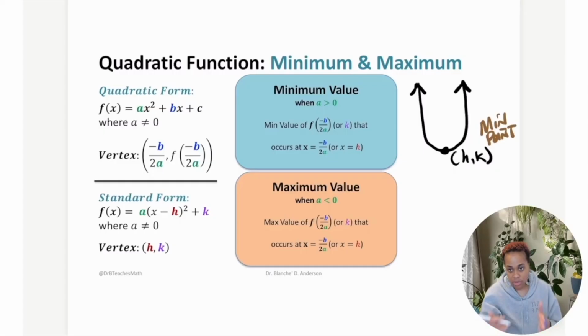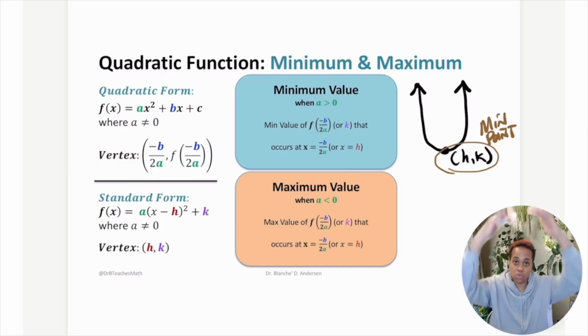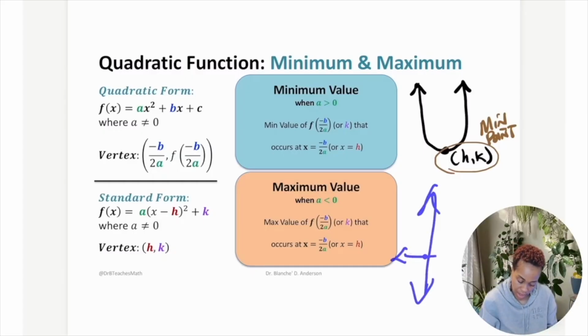So when a is greater than 0, the parabola opens upwards. That is your minimum point. And if they ask, what's the minimum value? Not the minimum point. The minimum point is your vertex. What's the minimum value? You say, well, my value is k, depending on which form you're looking at. If you're looking at standard form, it's going to be the y value of the graph, because the y value tells you max or min. Max or min is your y-axis.